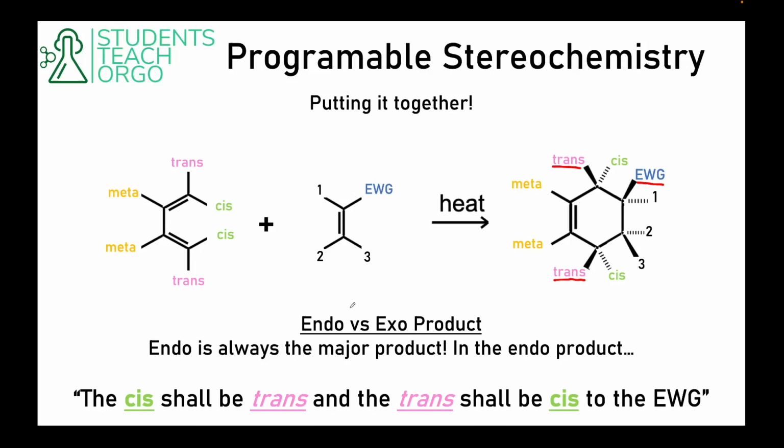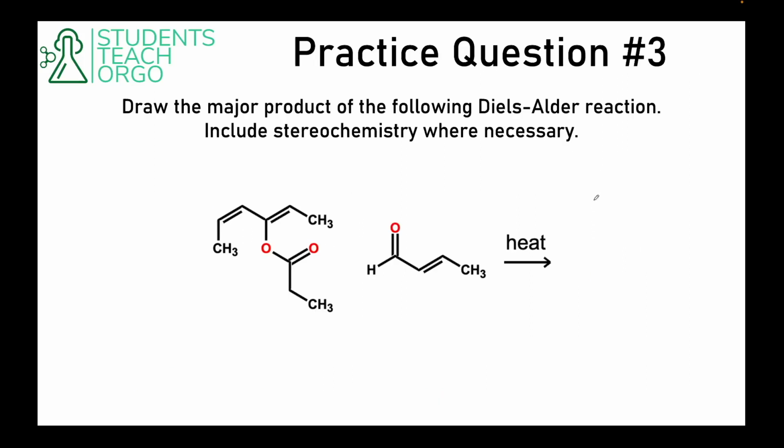So to introduce these terms here, endo versus exo, what does that mean? Endo is when the electron withdrawing group is on the same side as the trans substituents. Exo is when the electron withdrawing group is on the same side as the cis substituents. Now, whenever you do a Diels-Alder reaction, the endo is always going to be the major product, and that's why the electron withdrawing group should be on the same side as the trans substituents.